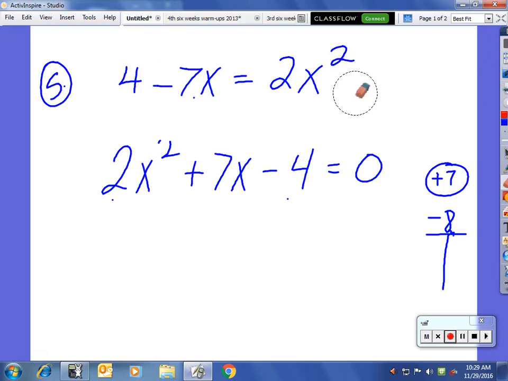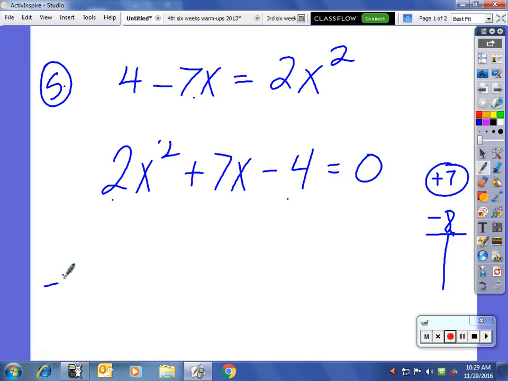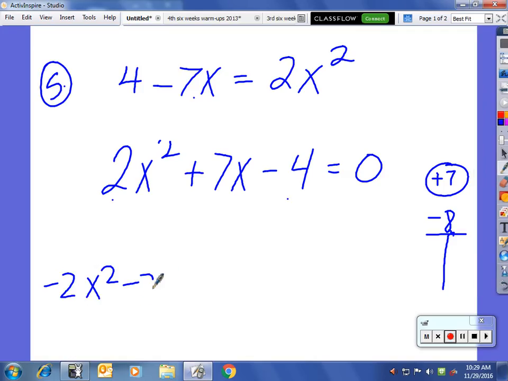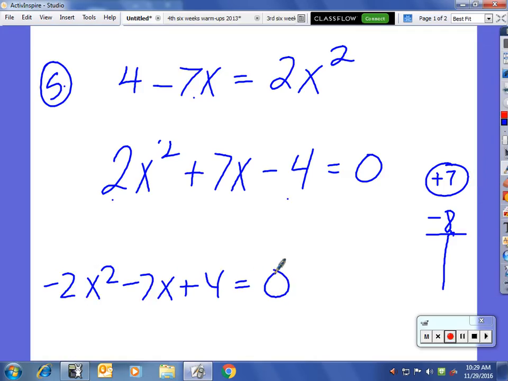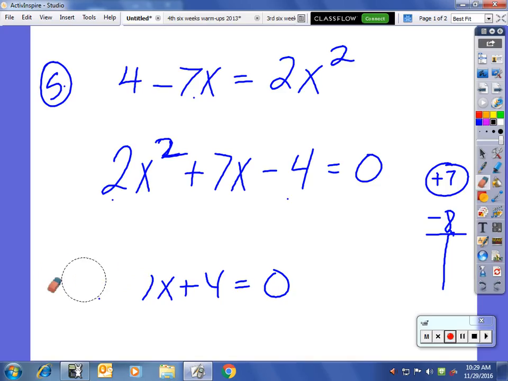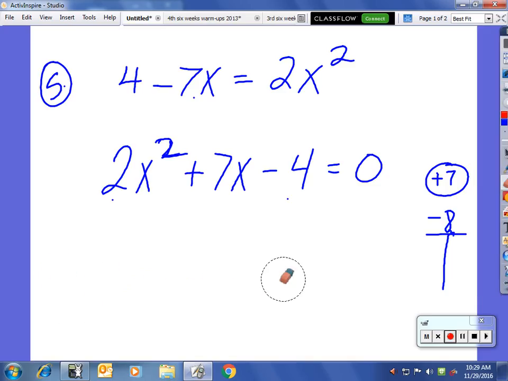You can definitely move the 2x squared. Then you would have negative 2x squared minus 7x plus 4 equals 0, and you are welcome to do that. However, we have never practiced factoring when your first term here is negative. It does make it trickier. And if you don't have a problem with that, then you are certainly welcome to do that. To me, it makes it harder to factor, though. But you still should get the same answer. It would still be a negative 8, though. Wouldn't it?